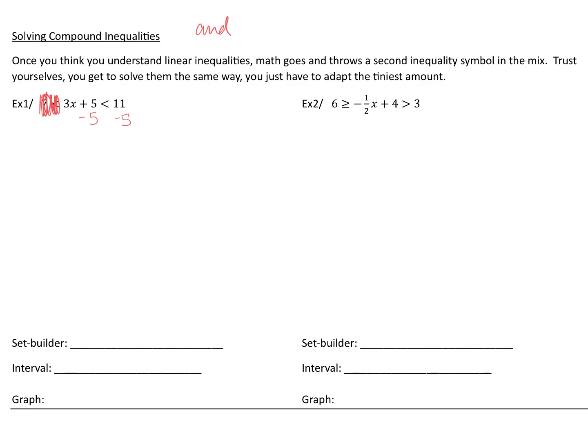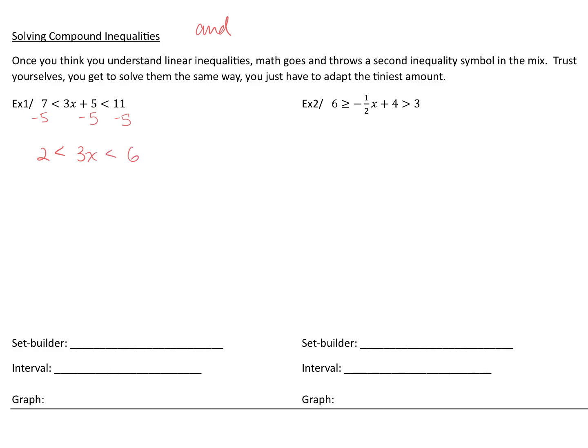Now, I mentioned the variable starts in the middle, and the variable should stay in the middle. So we're not going to move a variable around, but because I subtracted 5 from the middle and the right side, I also have to subtract 5 from the left. And that's how it's different. So we will have 2 is less than 3x is less than 6.